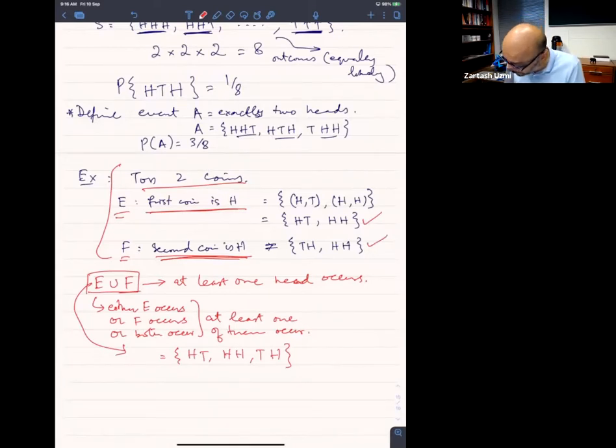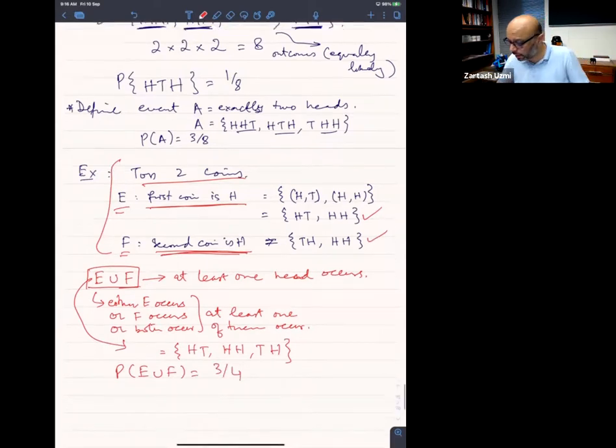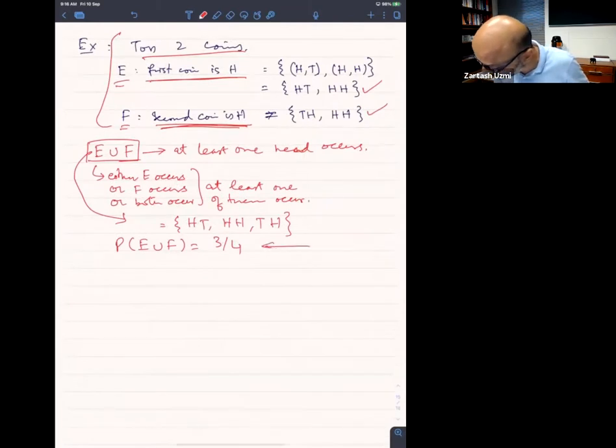So the probability of E union F is going to be 3 out of 4. There are 4 outcomes which are equally likely, reasonable to assume that those are equally likely, and 3 out of 4 is the probability of E union F.